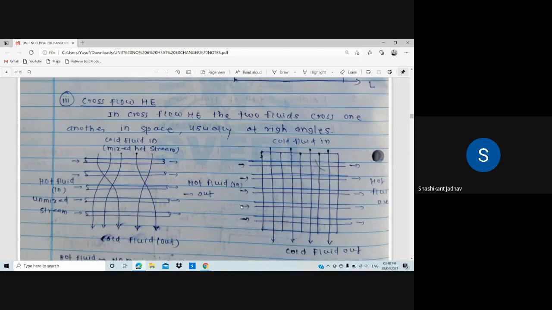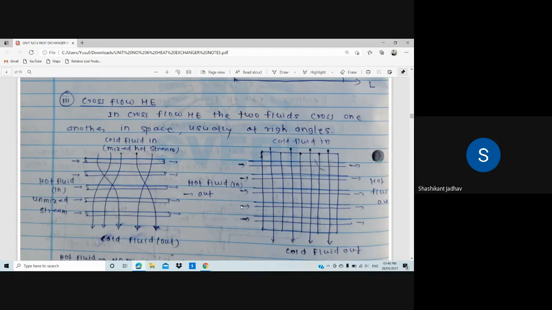Okay, and in the second diagram we have given straight lines for the cold fluid also. So the cold fluid is moving only in a straight line manner in that particular section. Okay, so these are the two types of the cross flow heat exchanger. Hot fluid is moving in the straight direction, but in the first diagram the cold fluid is moving in a zigzag manner, and in the second diagram the cold fluid is moving in a straight manner.